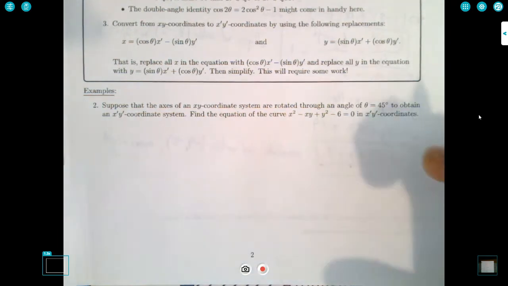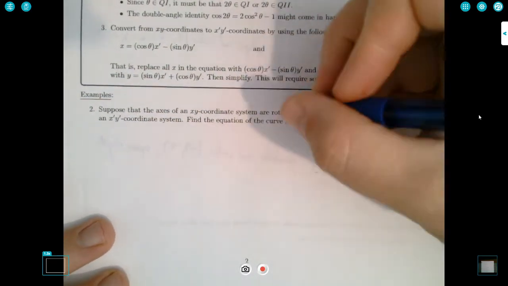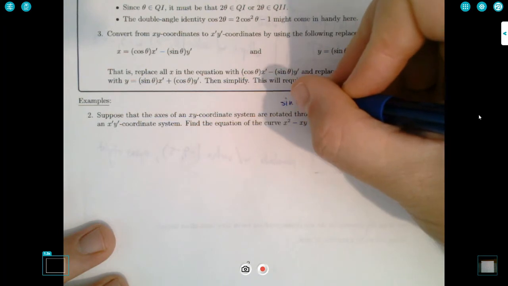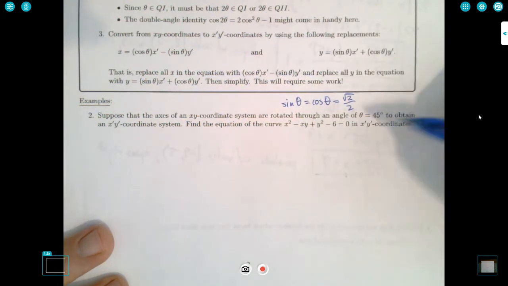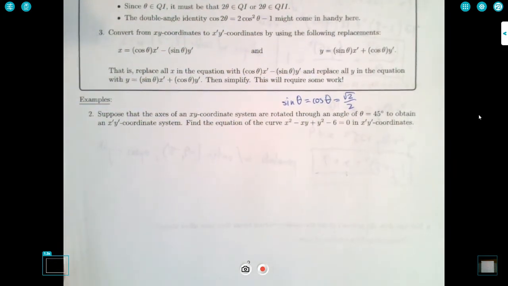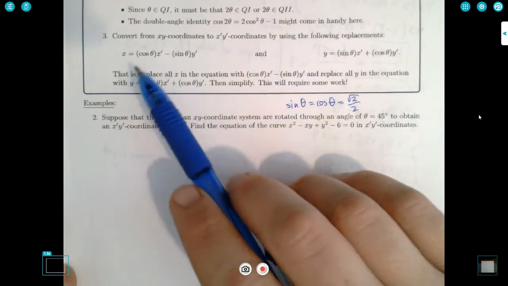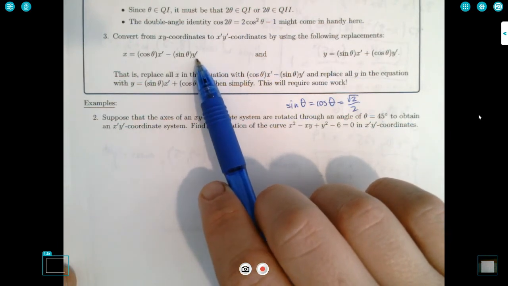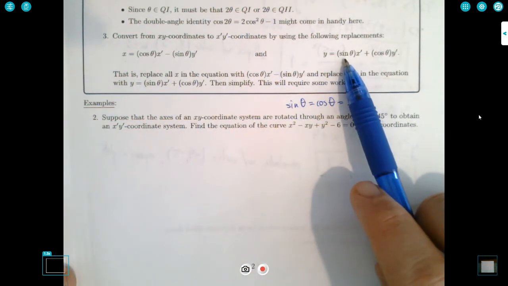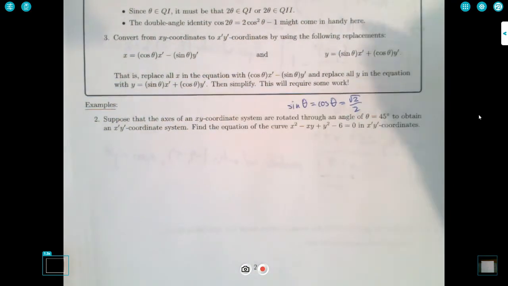Okay, well, I didn't give us very much space, so I'm going to cram in a little bit of work up here. If theta is 45 degrees, then sine theta equals cosine theta equals root 2 over 2, right? Because sine of 45 degrees is root 2 over 2. So everywhere I see an x in this equation, I'm going to replace it with root 2 over 2 x prime minus root 2 over 2 y prime. And everywhere I see a y, I'm going to replace it with root 2 over 2 x prime plus root 2 over 2 y prime. This is the result. Right?